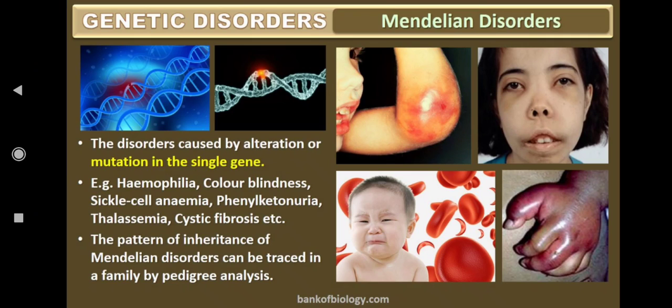The pattern of inheritance of Mendelian disorders can be easily traced in a family by pedigree analysis. How are we going to check whether Mendelian disorders are carried from one generation to another generation? How can we find out? When we find it out easily, sometimes we can stop transmitting this particular gene into the next generation. For that purpose, pedigree analysis will be made. Clear?